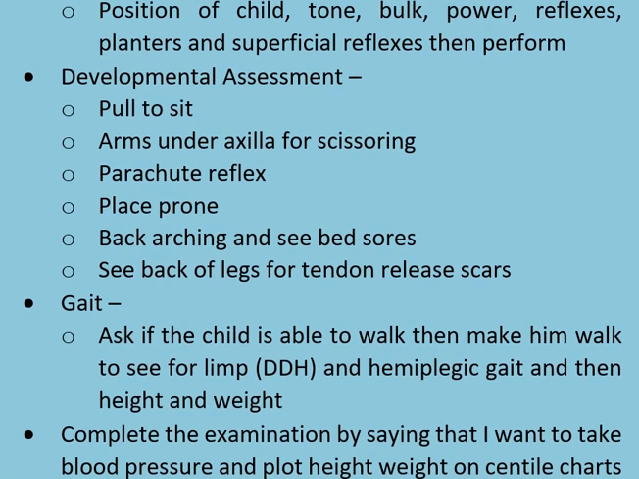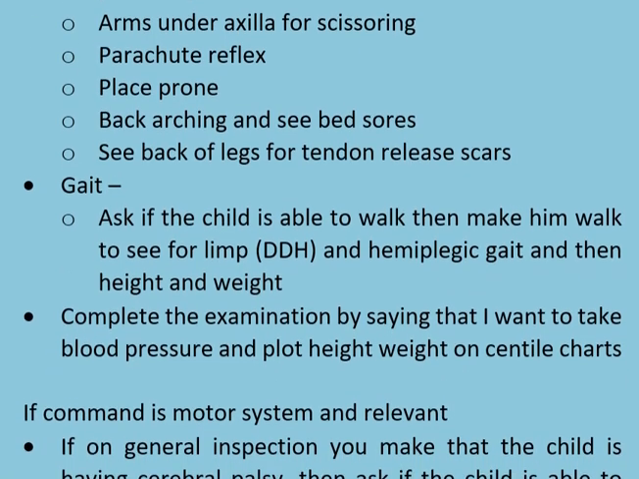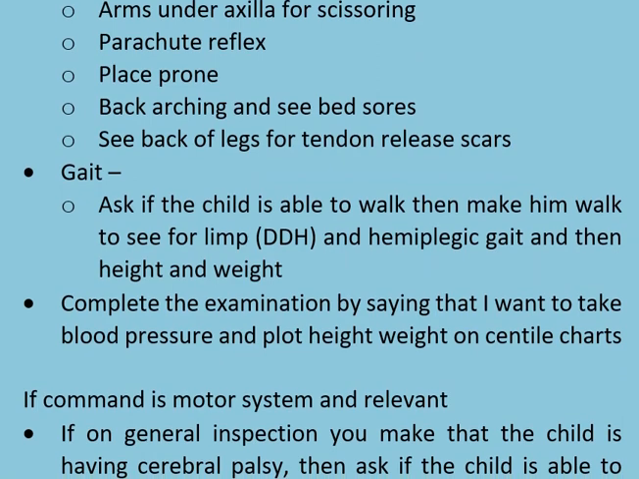Then gait. Ask if the child is able to walk, then make him walk to see for limp, DDH and hemiplegic gait. Then height and weight. If the child is not able to walk, then it's not possible. Then complete the examination by saying that I want to take blood pressure and plot height and weight on centile charts.